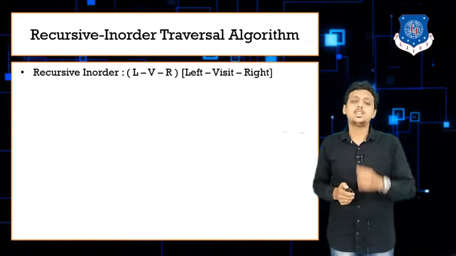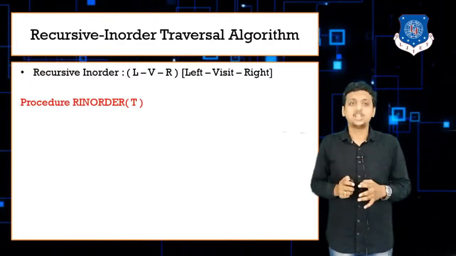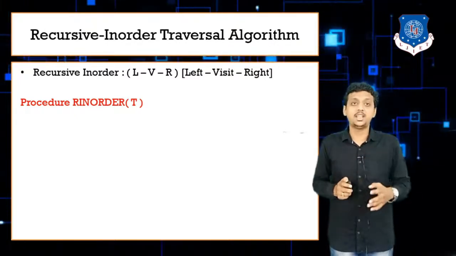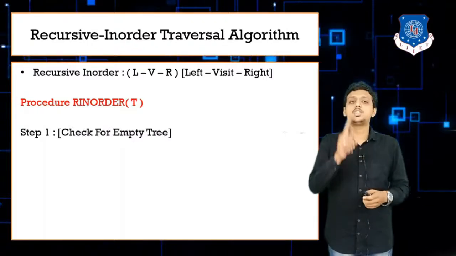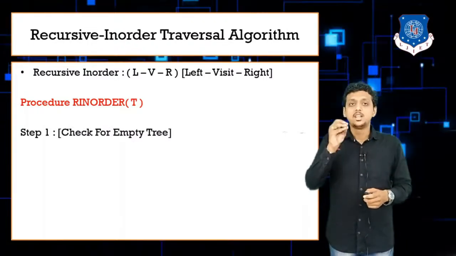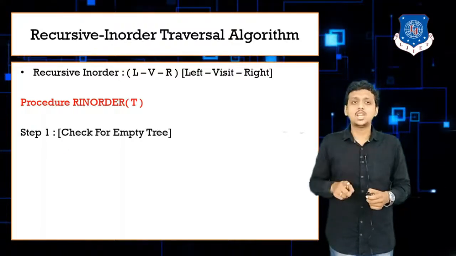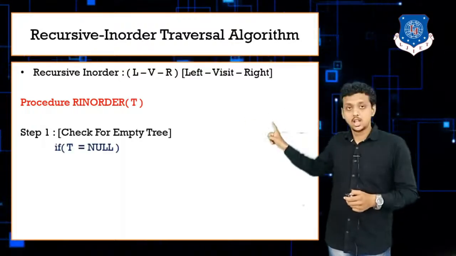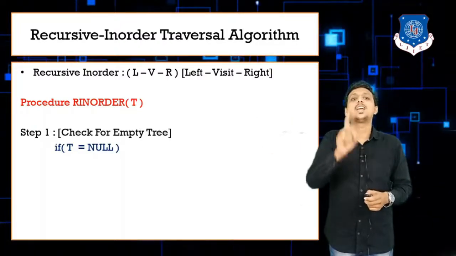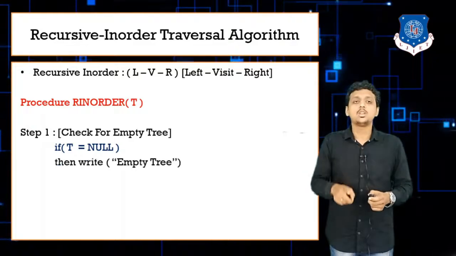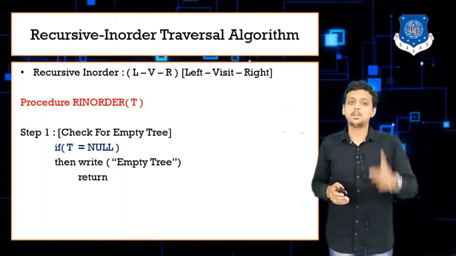So students, first the algorithm name is procedure R in-order for T. You already know what T means: T is a pointer which is pointing to the root node. First we check whether the tree is empty or not. If you want to traverse a tree, first you need to check that. How can you check that? If my T pointer is pointing to null, that means the tree is empty, so you cannot do anything. Just return from that step. That is step number 1.